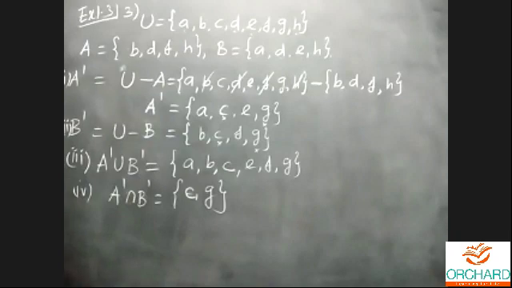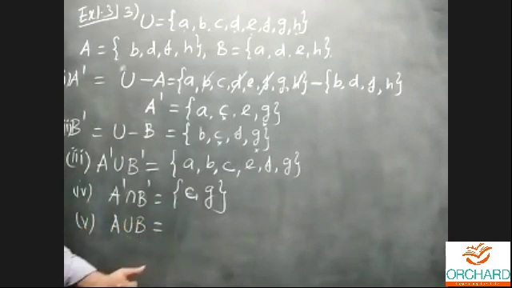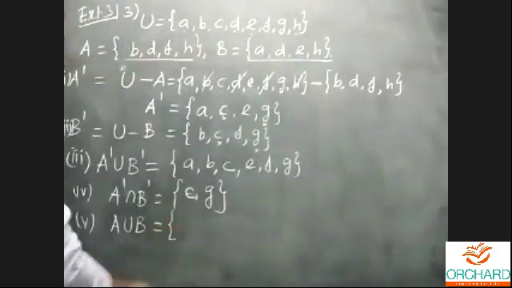Next, the fifth subdivision: (A union B)'. First you can identify A union B, and next you can identify (A union B)'. What does A union B mean? Union of the sets A and B. Write down the elements of the set A union B.